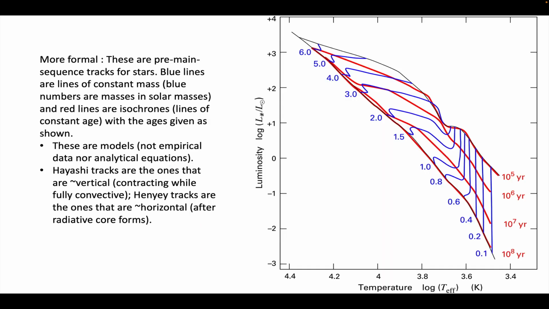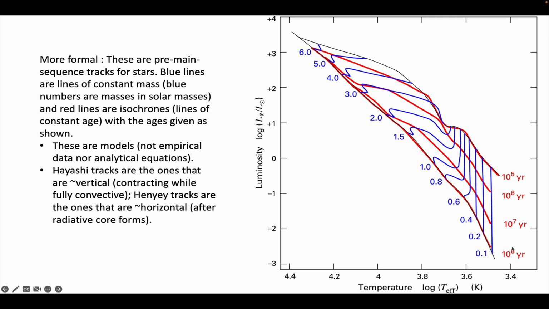Okay, so this is actual data. This is actual models, rather, not actual data. So again, luminosity and temperature, both in the log. The blue lines are lines of constant mass. The blue numbers are the masses in solar masses. The red lines are isochrones, or lines of constant age, with the ages given as shown.